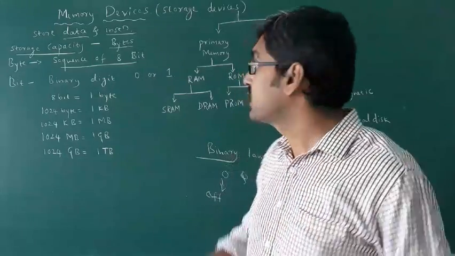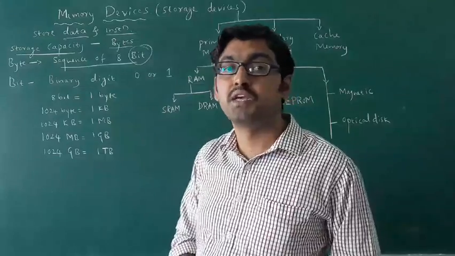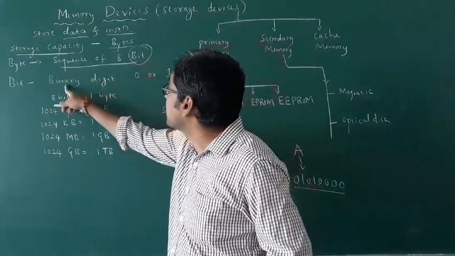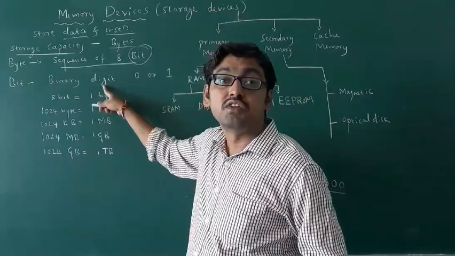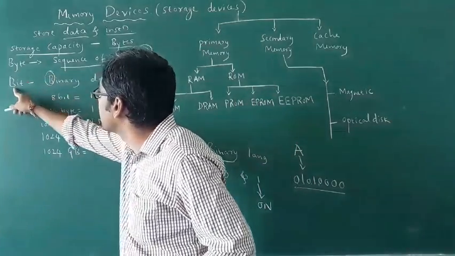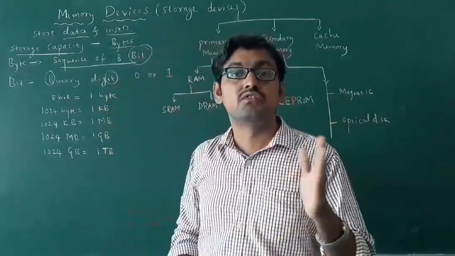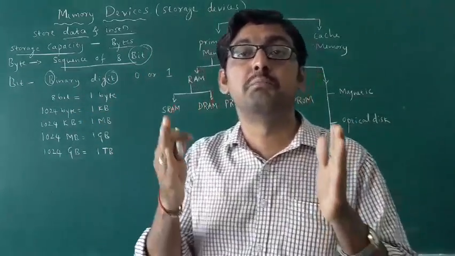Then what is a bit? B means binary, and it means digit. Bit means binary digit, either 0 or 1. That is called a bit.